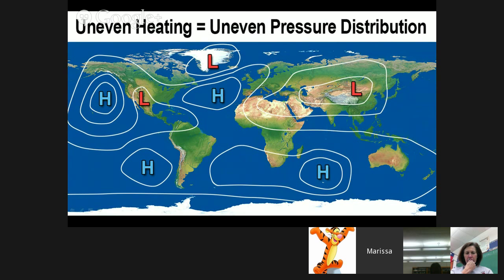So the uneven heating of the Earth's surface causes an uneven distribution of pressure. And that is more or less shown on this particular weather map for us. But what I want to show you is that when it comes to pressure, pressure is very important for many reasons.